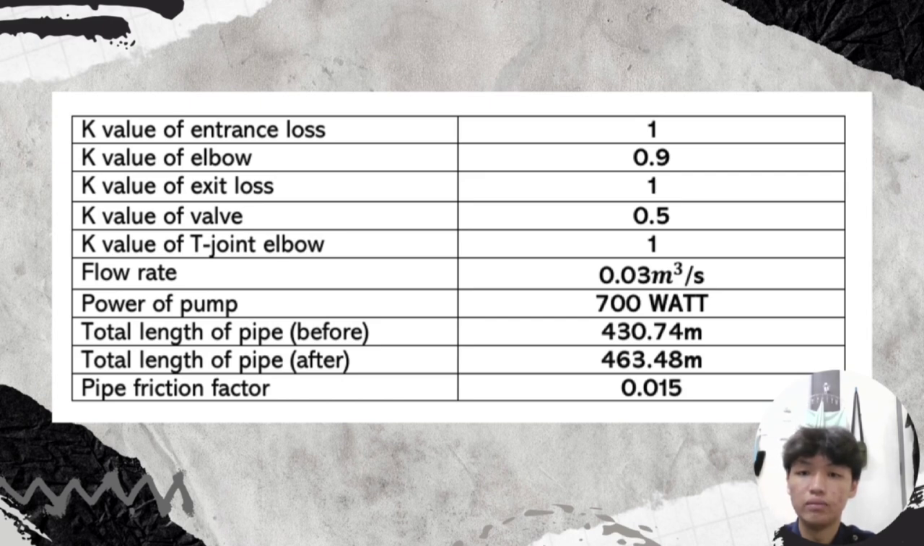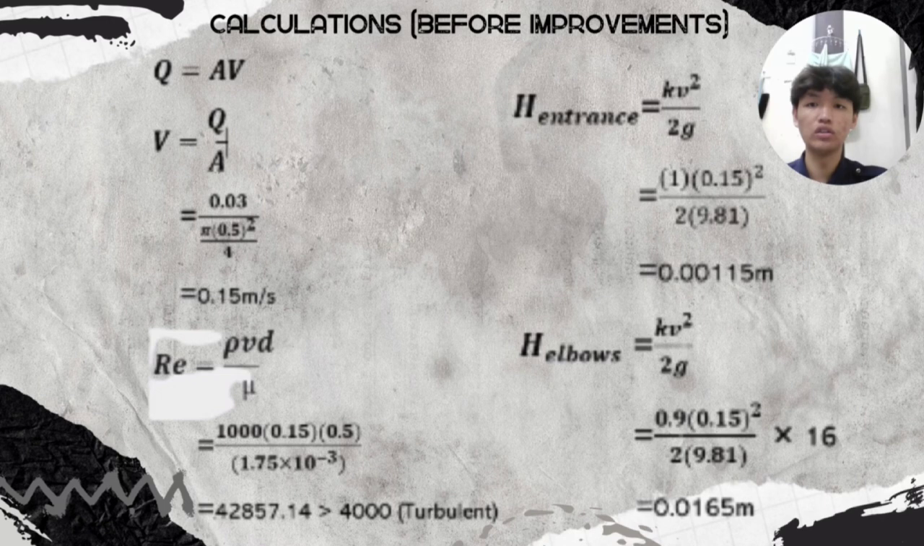Total length of pipe before improvement is 430.74 meter. Total length of pipe after improvement is 463.48 meter. Pipe friction factor is 0.015. Calculation before improvements: we use the diameter 0.5 meter.